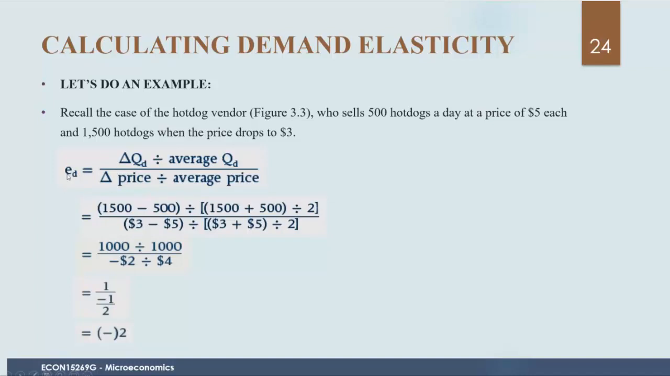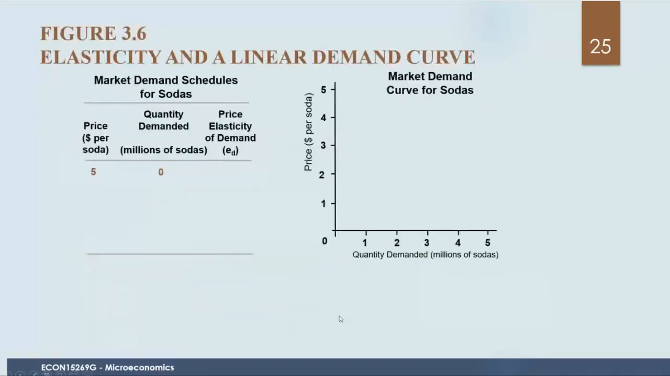So if we had a 10% increase in the price, then 10 times 2 is 20. So we know that the percentage change in the quantity demanded would be 20%. That's what this 2 is telling us. It's telling us that the percentage change in the quantity demanded is 2 times more than the percentage change in the price. And so because the absolute value here is greater than 1, we say that the demand is elastic.